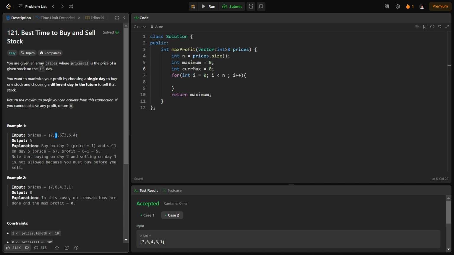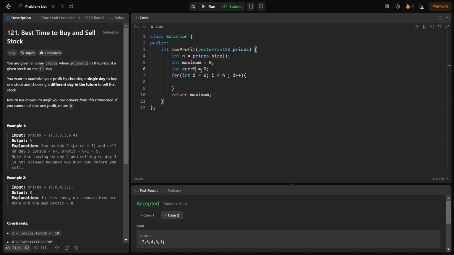Because if you use 3 as a buying date for 4 as the selling date, you would have a profit of 1. But rather than choosing 3, I would always choose 1, because if I buy it on day 2, sell it on day 6, I would have a profit of 3, right? So just while traversing through the list, we need to keep track of the current minimum element.